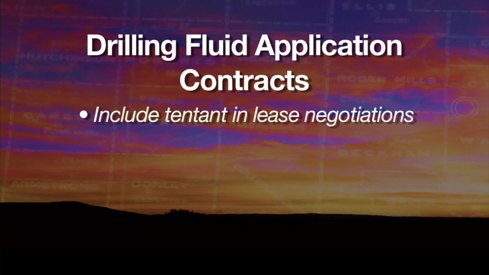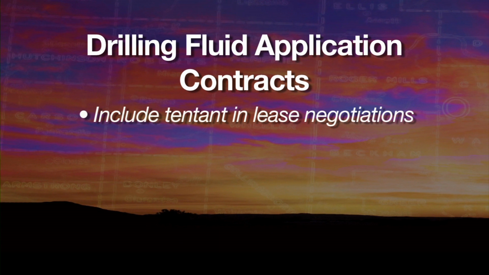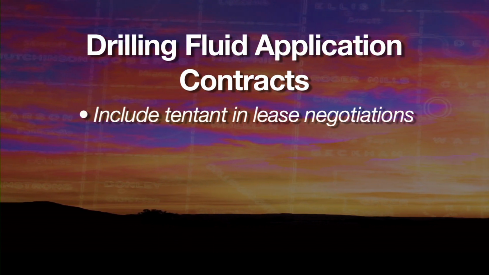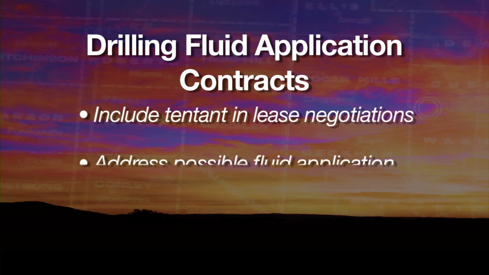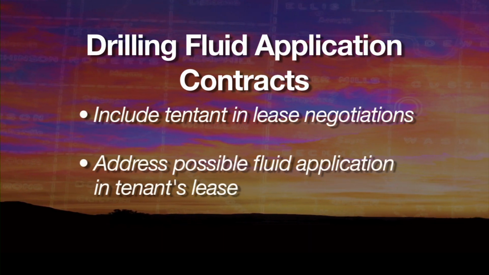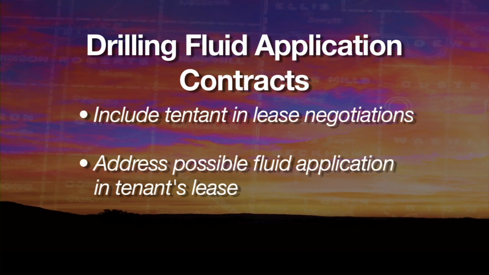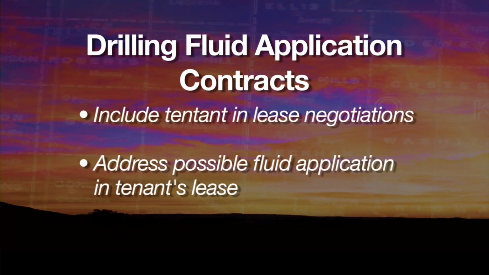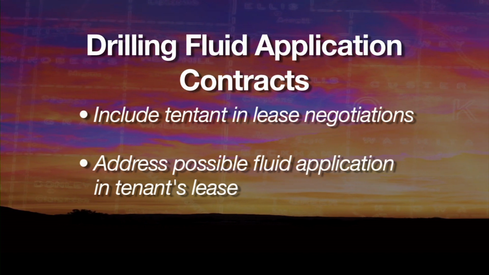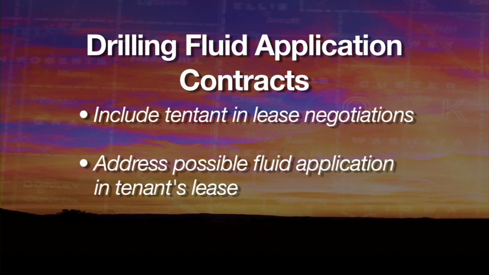So two ways of doing that. Number one, you can approach your tenant and say, hey, we're thinking about this. Let's all get at the table and negotiate this land application agreement together. Or proactively, the next time that you have a written lease with your tenant, address that within the lease and say either we're not going to apply fluid to the properties that are being leased, or if we do have application, here's how we're going to compensate both the tenant and the landowner.